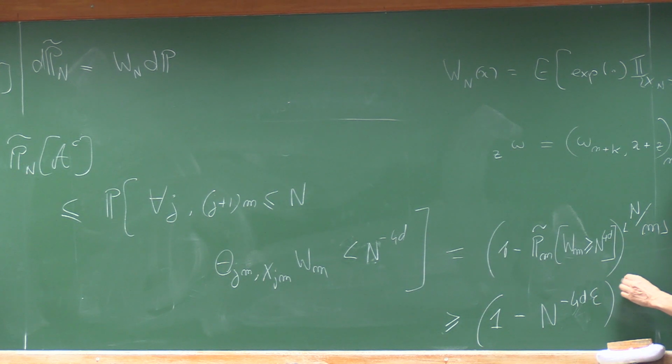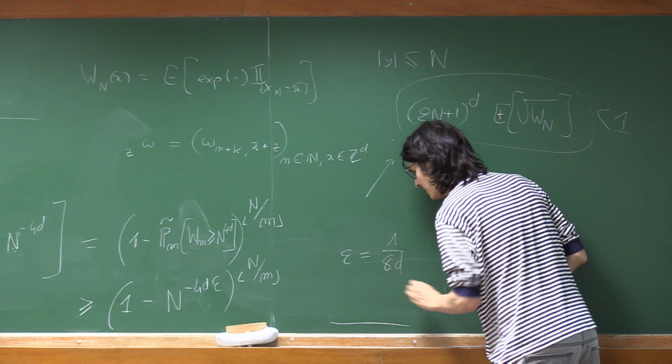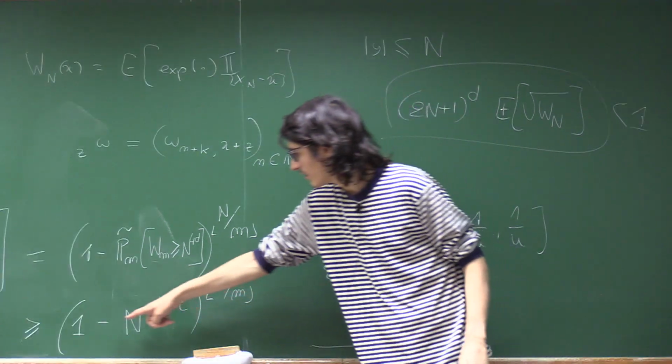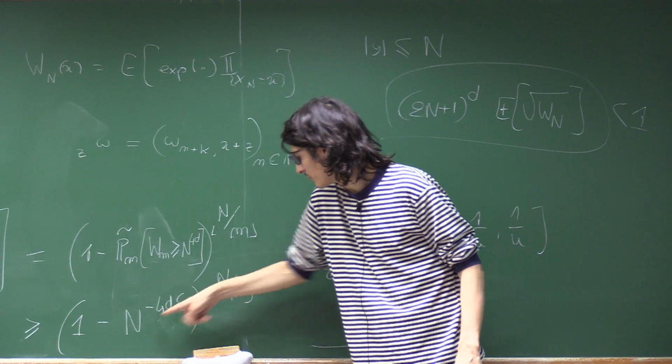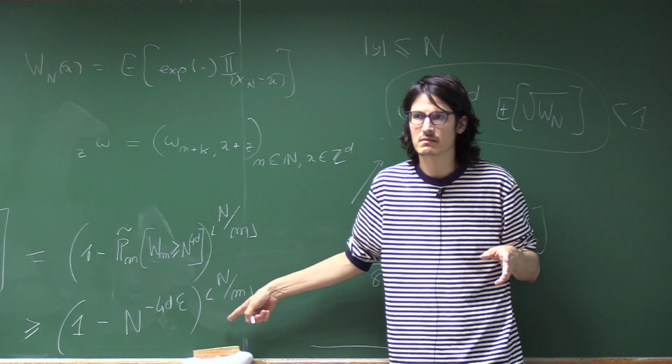N over m. And remember that m is log here. So you just take epsilon equal to, say, 1 over 8d, and you're done. Basically, you have 1 minus 1 over square root of n to the n. So things decay really, really fast.